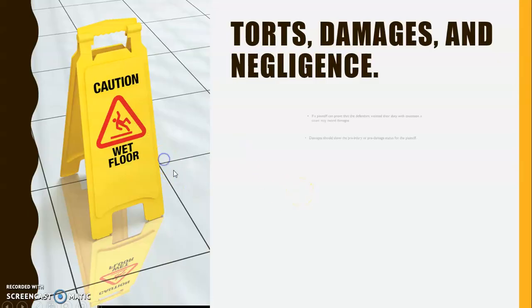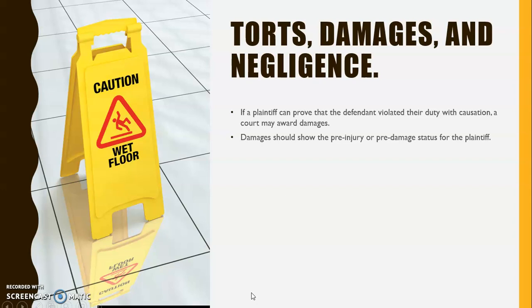Torts, damages, and negligence. If a plaintiff can prove that the defendant violated their duty with causation, meaning that the person did something that caused this pain or suffering, a court may award damages, right? You see the caution wet floor sign. You might slip and fall in a restaurant or a store, and if they didn't put the sign up to tell you it was wet, you could sue the store or the business for not being responsible and for being negligent. Damages should show the pre-injury or pre-damage status for the plaintiff.